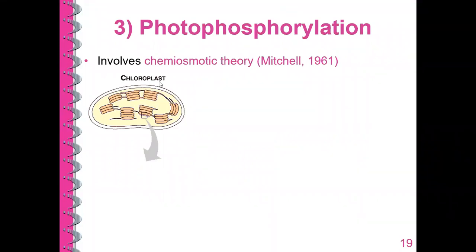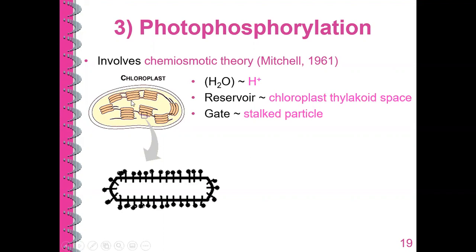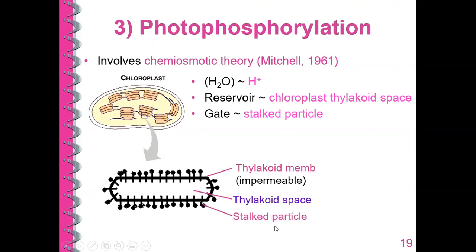This is photophosphorylation, which occurs in the chloroplast. So it also involves chemiosmosis. So where are my H plus and my reservoir? In this case, this is a thylakoid, surrounded by thylakoid membrane, and there are a lot of stalked particles in the membrane. This is the thylakoid membrane, this is the thylakoid space, and these are the stalked particles, right?